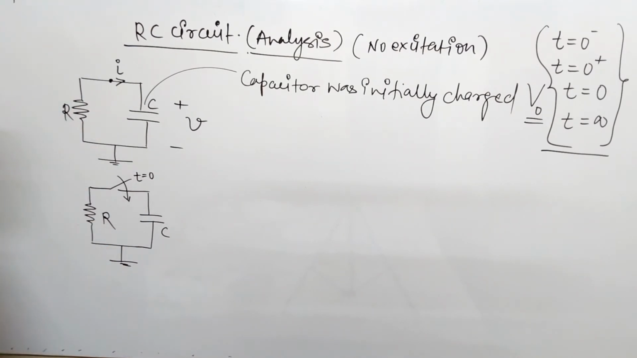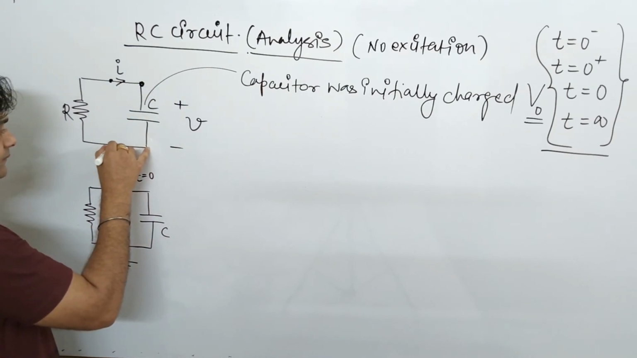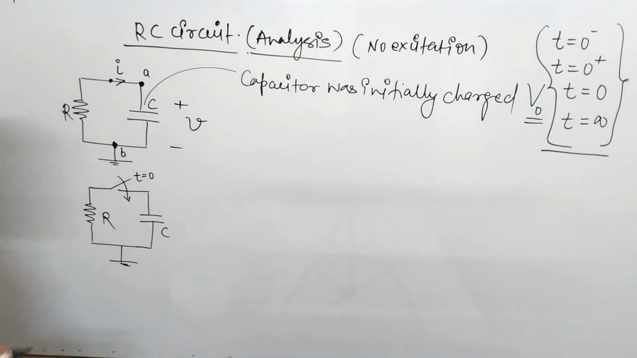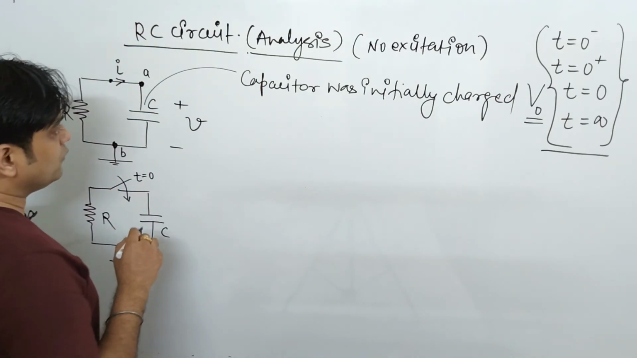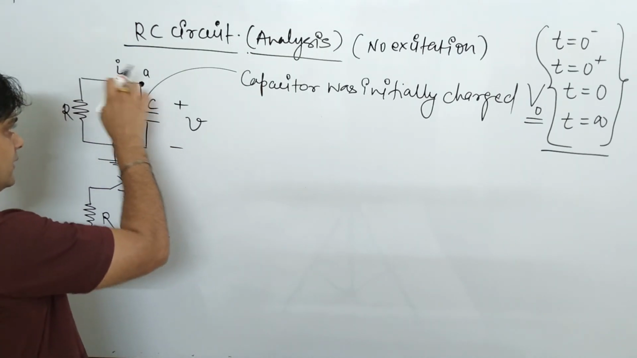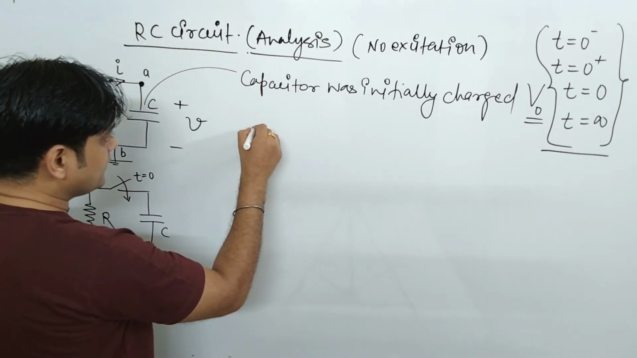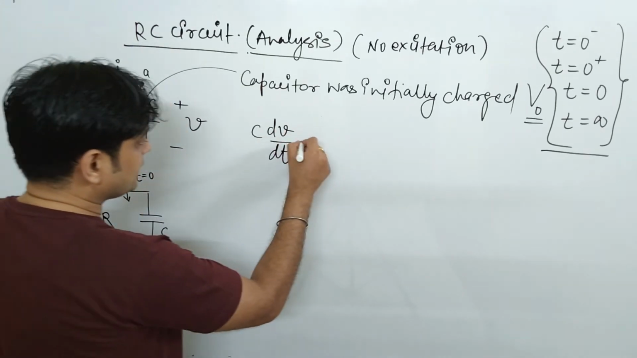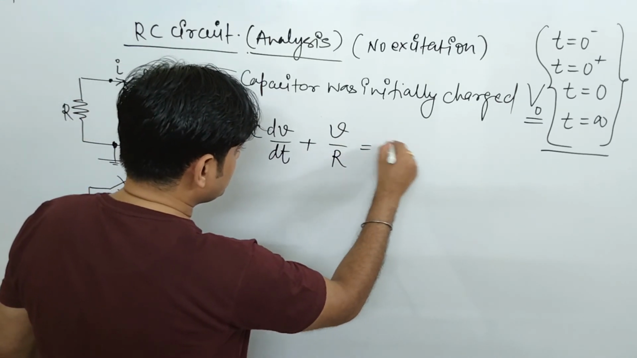Now we will try to understand how that phenomenon will take place. Here I am considering these two nodes A and B. If I apply KCL at node A, here is the current, here is the current. If this is the voltage V appearing here, then C dV/dt, the current across the capacitor, plus V/R, is equal to 0.